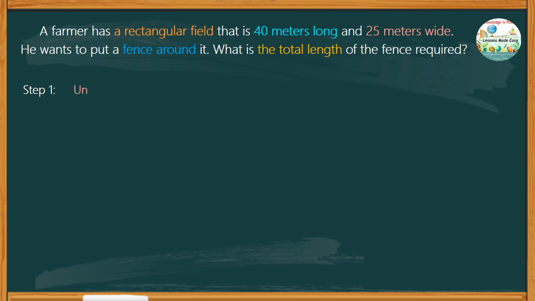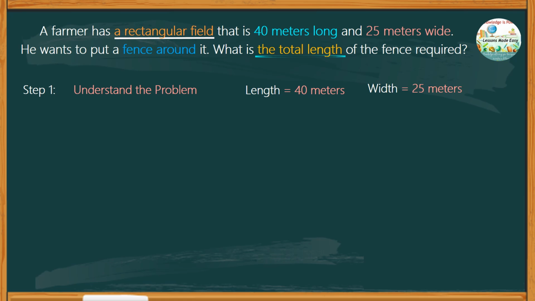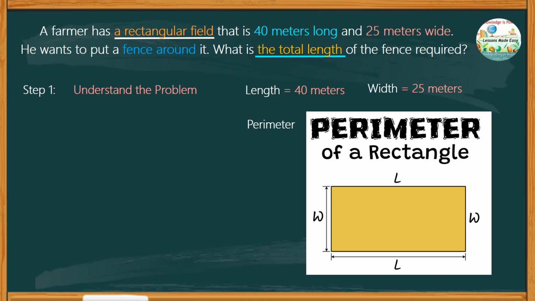The first step is to understand the problem. The problem involves a rectangular field. The length of the field is 40 meters and the width is 25 meters. We need to find the total length of the fence, which is the same as the perimeter of the rectangle.